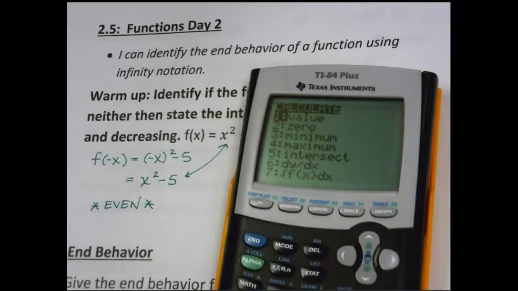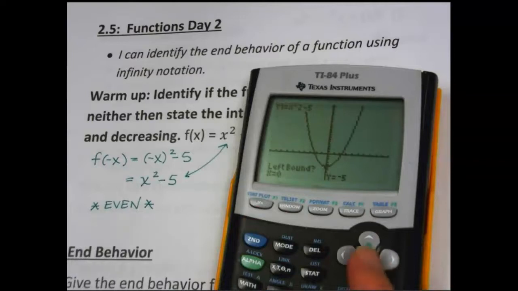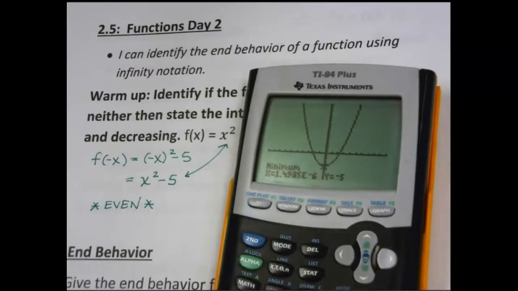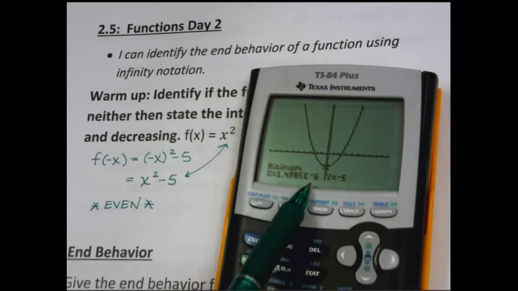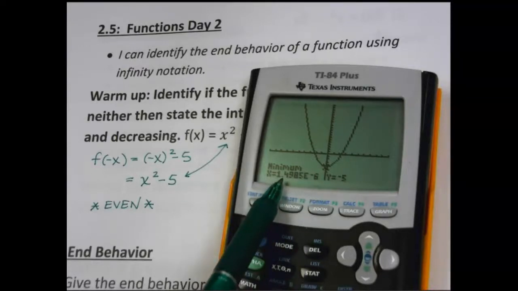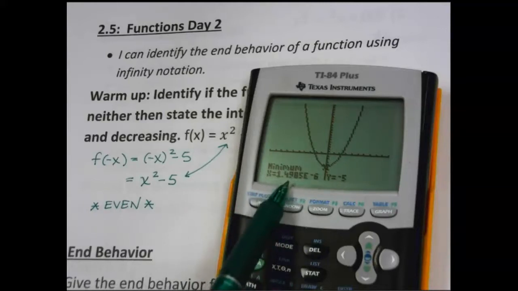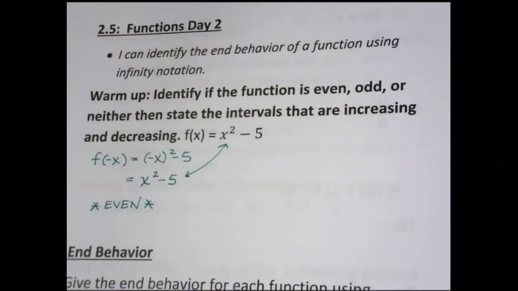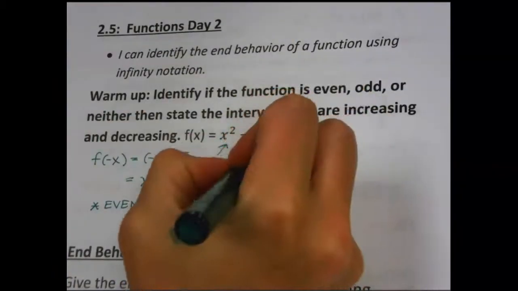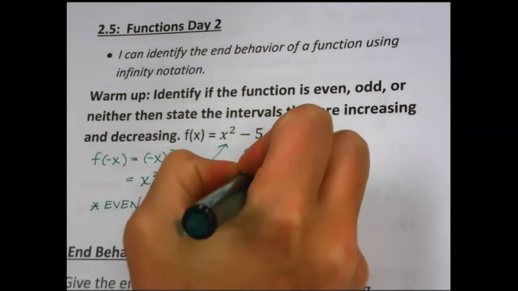Second calc, minimum is 3. We want our left bound to be on the left side. Enter. Move my cursor to the right side. Enter. Guess. Enter. And if you remember what we talked about before, anytime you see this e to the -6, that's scientific notation telling us to move this decimal 6 places to the left. So essentially this is 0, and then that's -5. So we have the point 0, -5 on our graph here, this vertex.